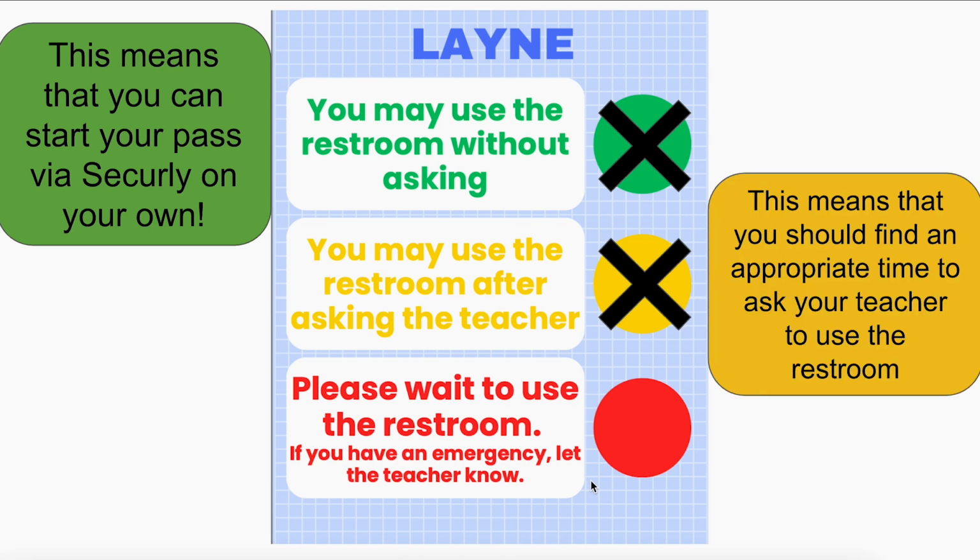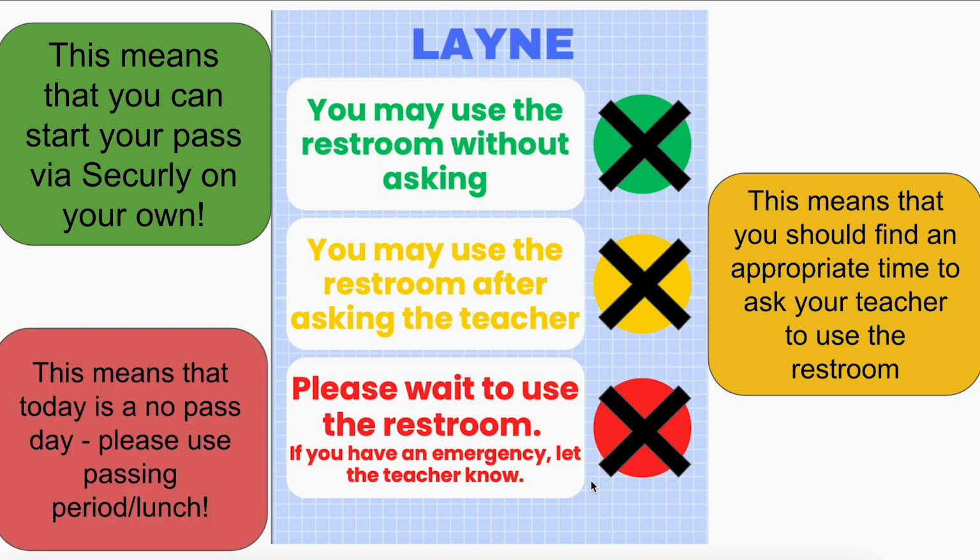The yellow check means that you should find an appropriate time to ask your teacher to use the restroom. This means you should not be asking in the middle of instruction. And then finally, if it's a red day, this means that today is a no-pass day. Please use passing periods, lunch, or another classroom that has a different procedure for the day.